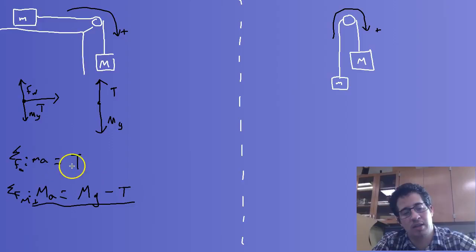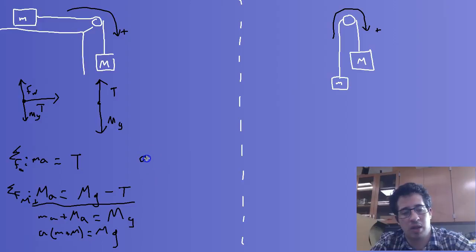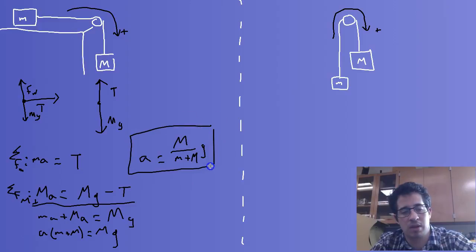So we add these together, T and minus T add to be 0, so we have little m times a plus big M times a equal to Mg. We can factor out a, so a times little m plus big M is equal to big M times g. Then we divide over, and we get, in this case, the acceleration equal to capital M over little m plus big M, times g. And so that is the acceleration of this system.